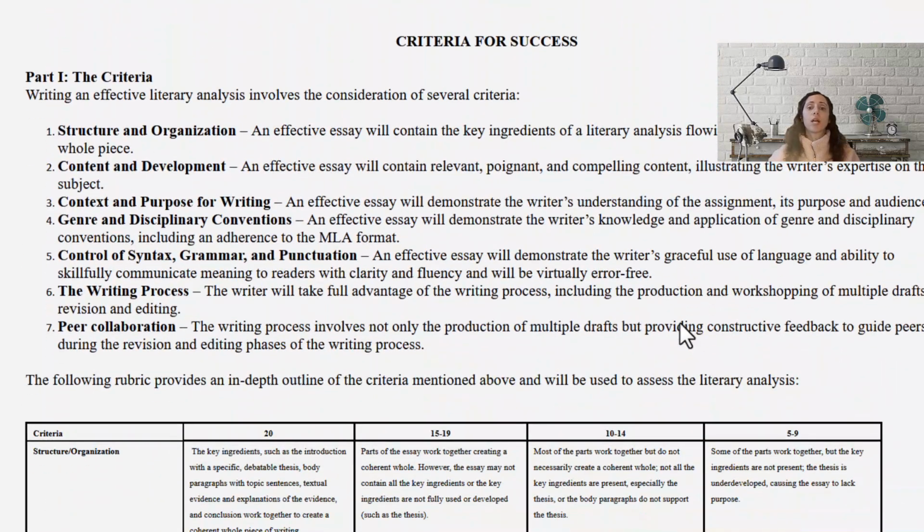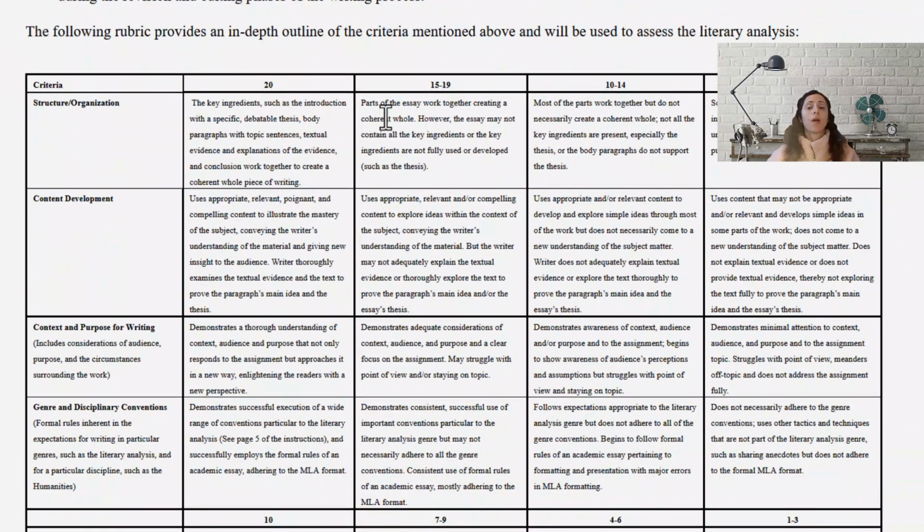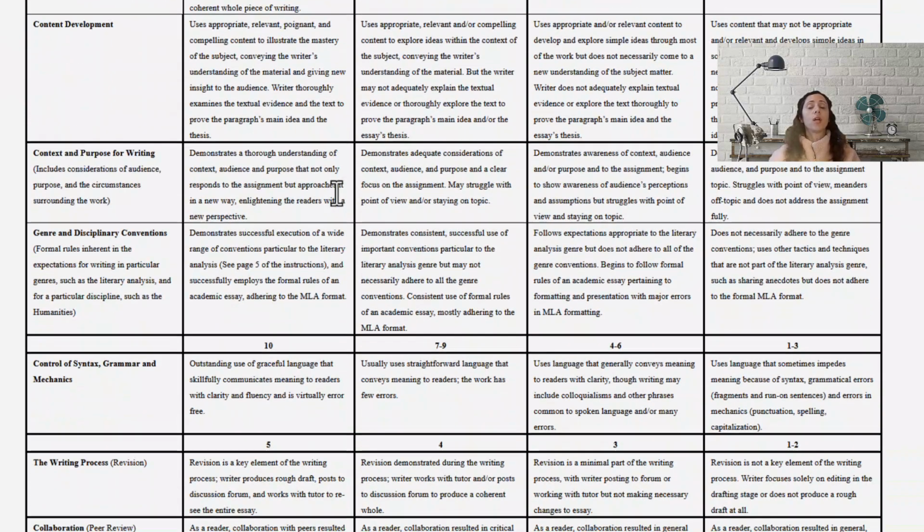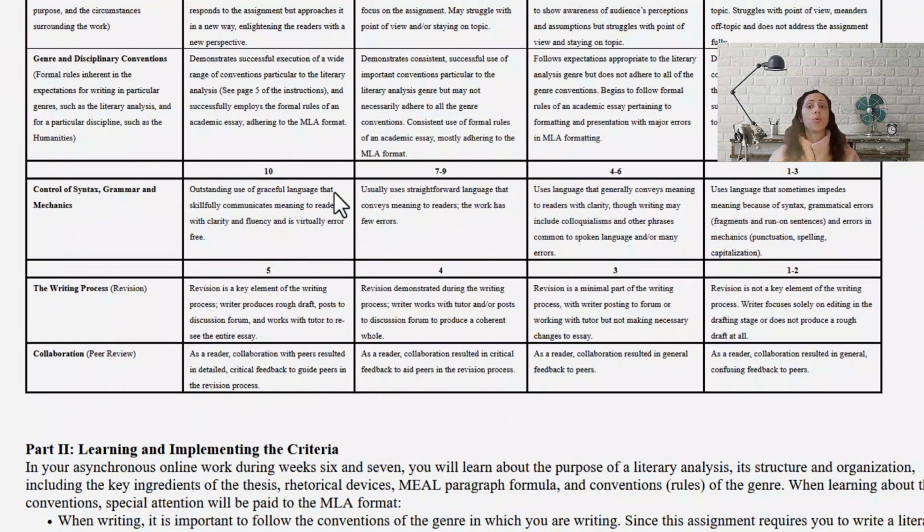The third section is called Criteria for Success. This section is split into 4 parts. The first part deals with the criteria. Writing an effective literary analysis involves the consideration of several criteria, and the criteria are included in a rubric here, which I will use when reviewing your essays.